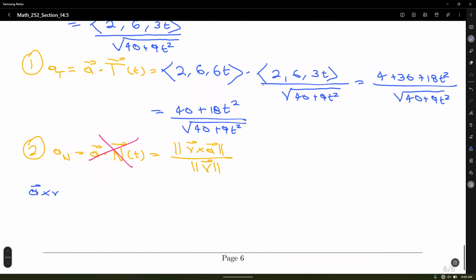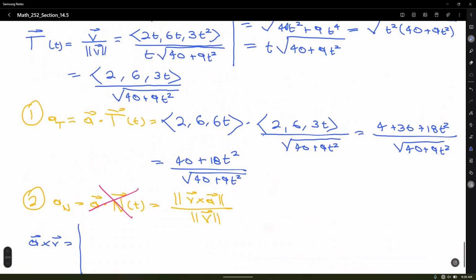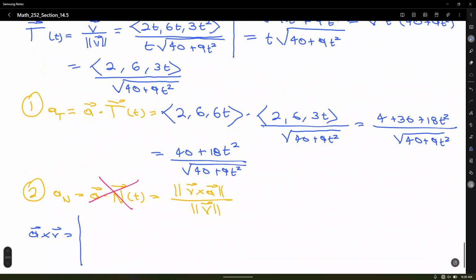Acceleration cross velocity. That's going to be okay. Oh wait, actually, I did this the reverse way for this exercise, so let me just go with what I have in my notes. I don't want to improvise. 6t, 2t, and 3t squared. Anyway, we will still find the magnitude of this vector.